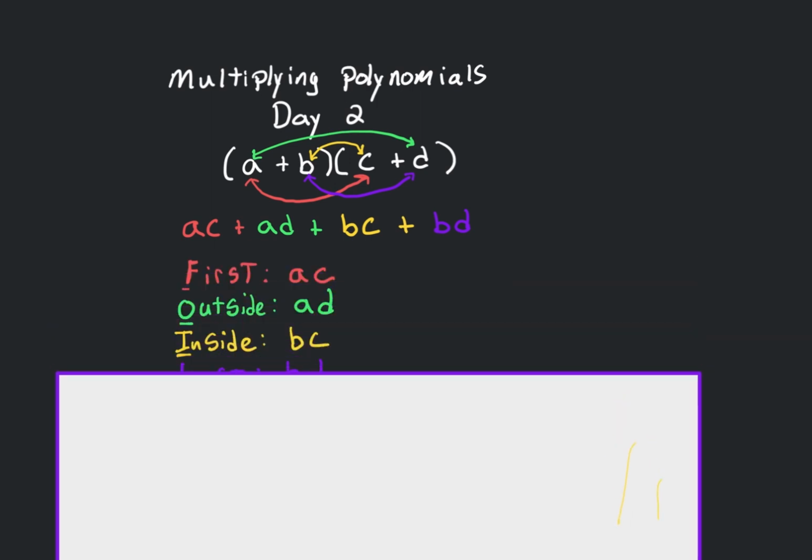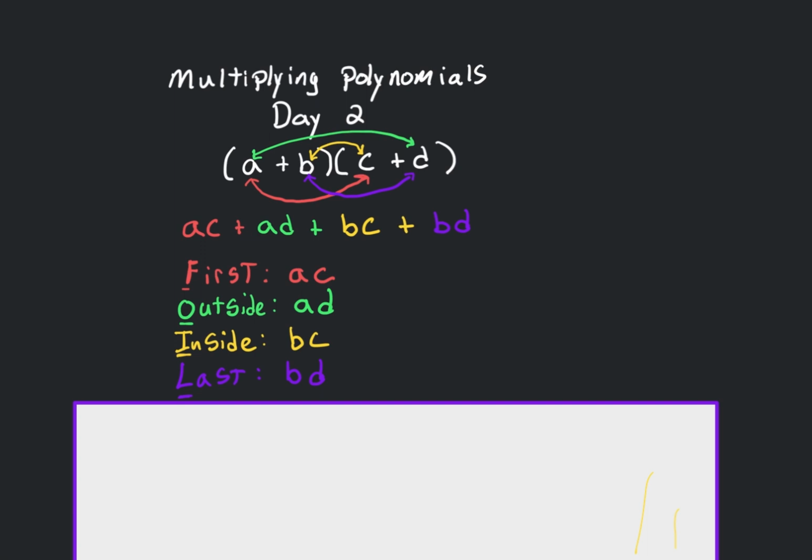We kind of have another way to look at it. What we say is you take the first terms of each binomial and multiply them together. So the first terms of each of the binomials are a and c. So that's a times c. You take the outside terms of each of the polynomials. So our outside terms are a and d. So you just take a times d.